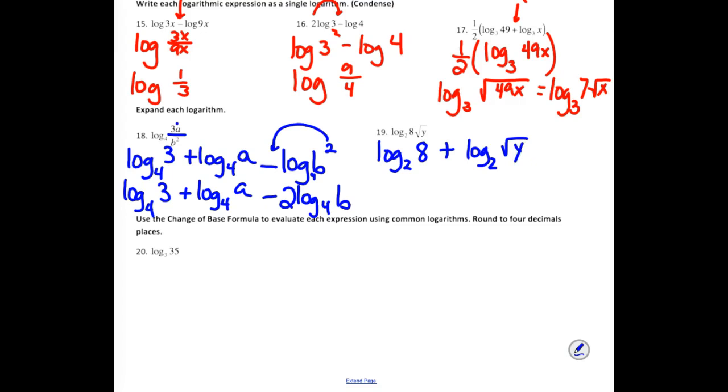Log base 2 of 8, we can simplify that because that's saying 2 to some power gets us 8. And that would clean up to be just a 3. For the second piece, log base 2 of the square root of y, that square root can be thought of as a 1/2 power, and that gets moved out front. So we'd have 1/2 log base 2 of y.